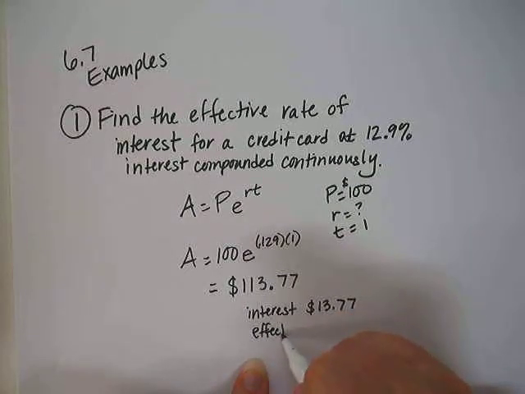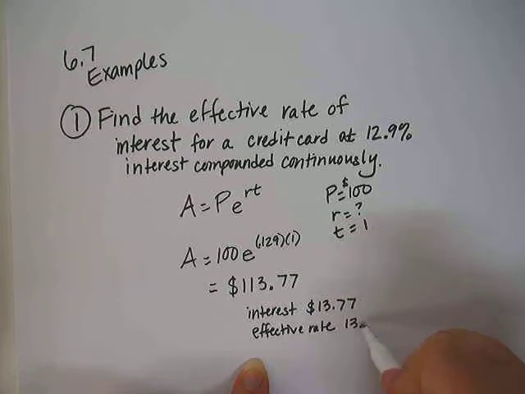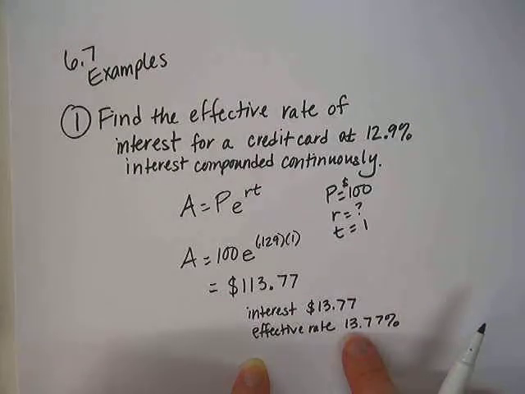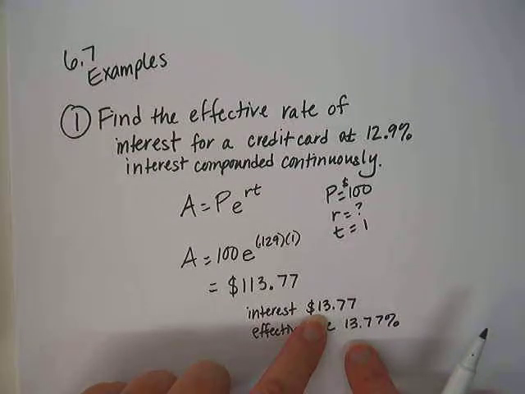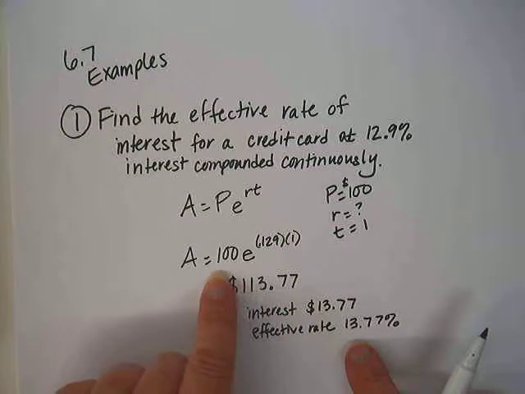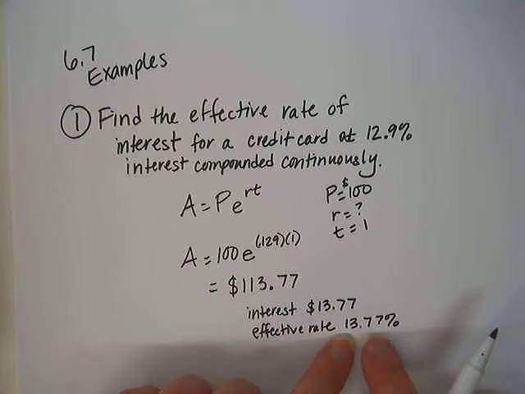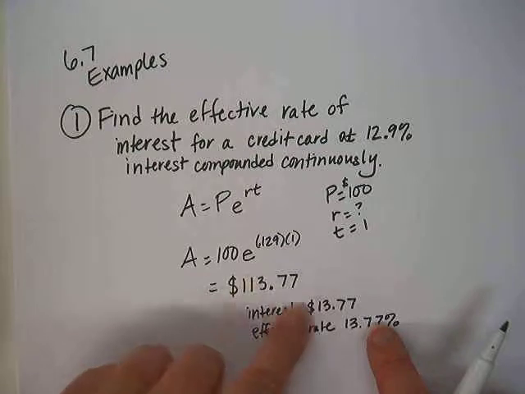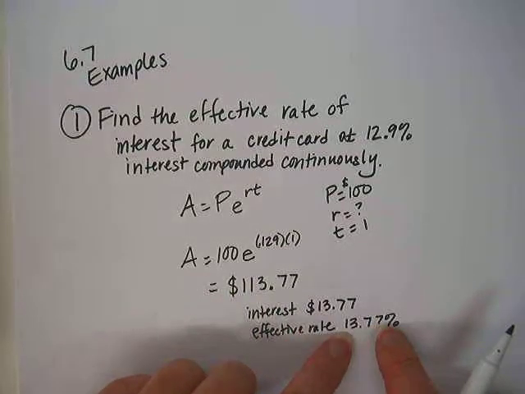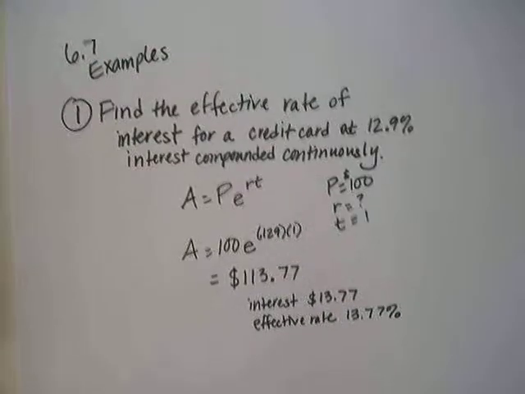$13.77. And so that means the effective rate of interest is 13.77%. Because if you earn $13 or pay $13 on $100 in 1 year, that is your percentage. Because the word percent means per 100. So if 100 is our principal, we're earning $13.77 per 100.